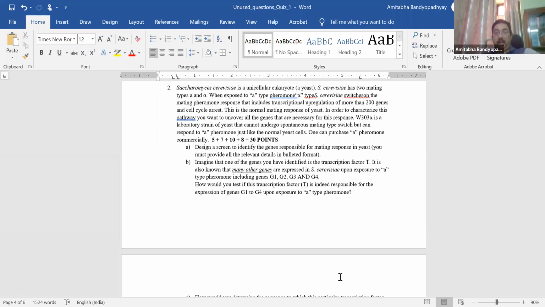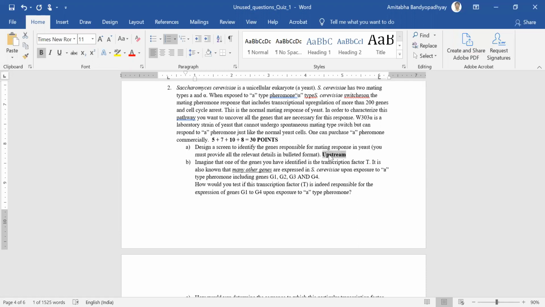Your question is to design a screen to identify the genes responsible for the mating response, not the ones that respond to the mating response. Do you understand? There is a difference between upstream and downstream. Here you are talking about upstream. Do you automatically see it, or only because I said it you are realizing it?